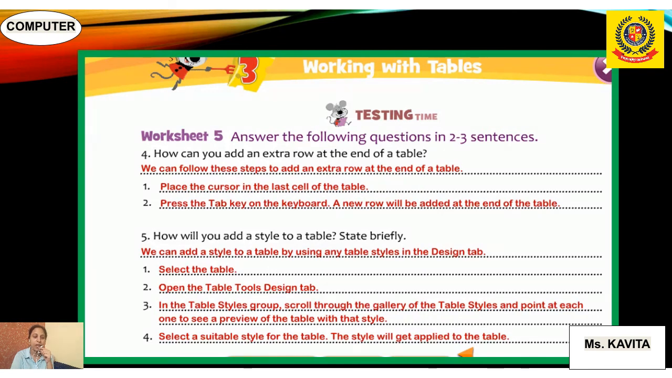So again I am repeating, and this one I have already explained to you practically also. We can add a style to a table by using any table styles in the design group. Select the table, open the Table Tools Design tab. In the Table Styles group, scroll through the gallery of the table styles and point at each one to see a preview of the table with that table style.